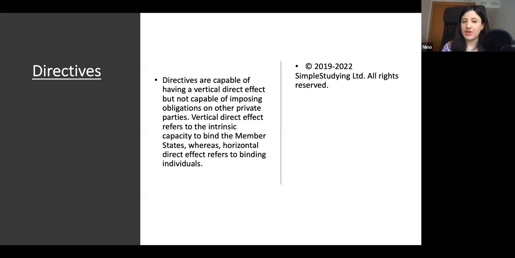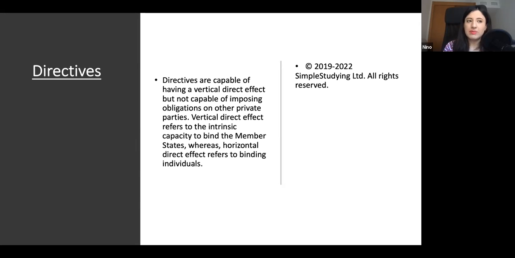Directives are capable of having a vertical direct effect, but not capable of imposing obligations on other private parties. This is actually an issue that very often comes up in problem questions in EU law exams, whether or not directives have a horizontal effect. What does horizontal and vertical effect mean?